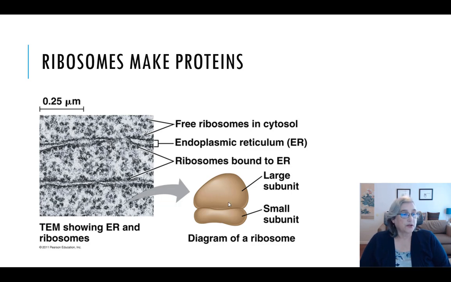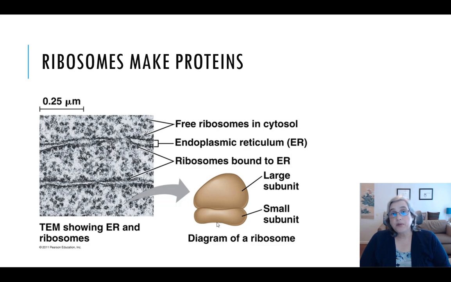Ribosomes have a large subunit and a small subunit. Each subunit can come apart. Any large subunit can interact with any small subunit. They're interchangeable parts. Each subunit is also made up of a variety of different proteins and different RNA molecules, ribosomal RNA or rRNA.